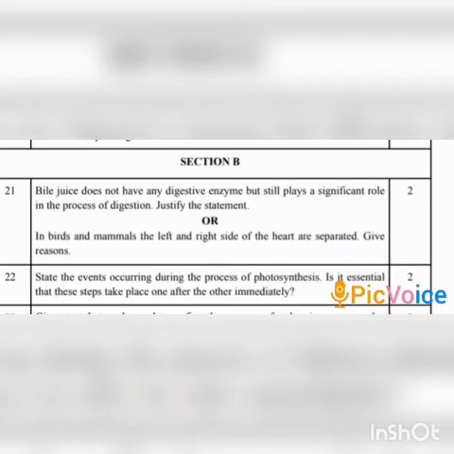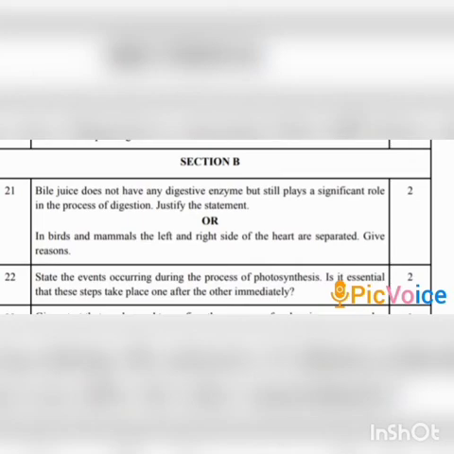Section B contains 2-mark questions. So, in this question paper, 2 questions are asked from biology section. Question number 21. Bile juice does not have any digestive enzyme but still plays a significant role in the process of digestion. Justify the statement. Or you can answer another question. In birds and mammals, the left and right side of the heart are separated. Give reasons. And question number 22 is state the events occurring during the process of photosynthesis.